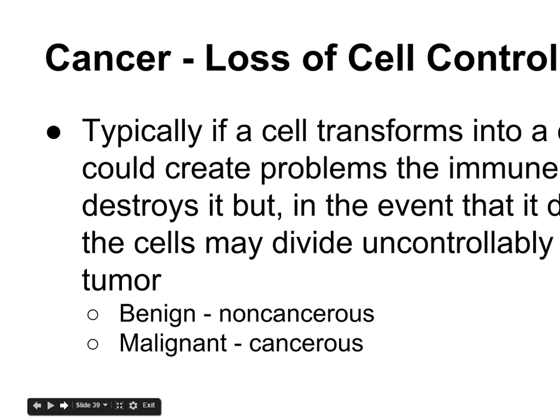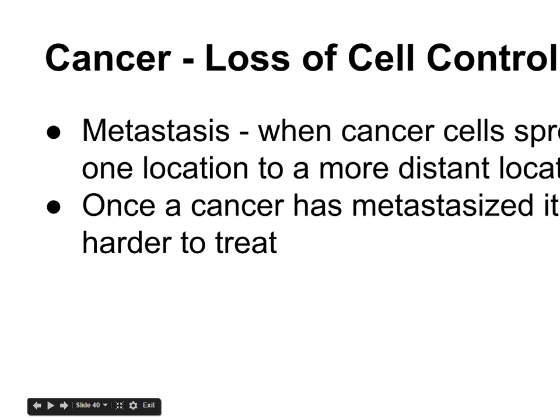Typically, if a cell transforms into a cell that could create a problem, the immune system destroys it. But in the event that it does not, the cells may divide uncontrollably into a tumor. A benign tumor is non-cancerous. That means those cells are kind of isolated to themselves. They're not invading other tissues. And malignant tumors are ones where those cells are actually problematic because they could invade other tissues and create more tumors somewhere else. Metastasis is when cancer cells spread from one location to a more distant location.